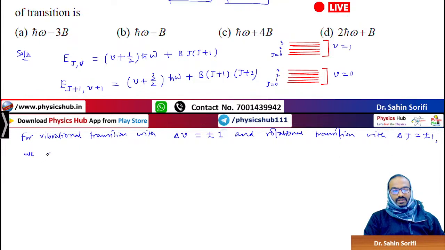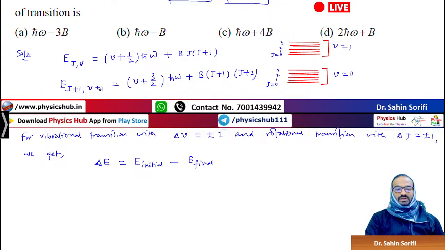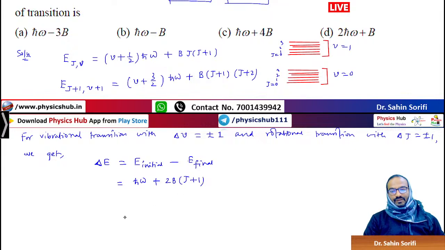Under this scenario, we get delta E, the difference in two energy levels, E initial minus E final. One state is denoted by rotational quantum number J and vibrational quantum number V, and the next level by J plus 1 and V plus 1. If you take the difference, from the first two terms you get h cut omega, and from the rest you get plus 2B times J plus 1. Here J is the lowest quantum number.